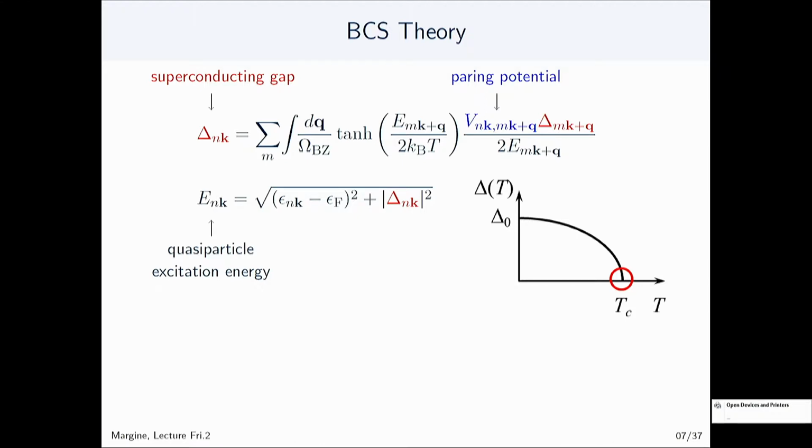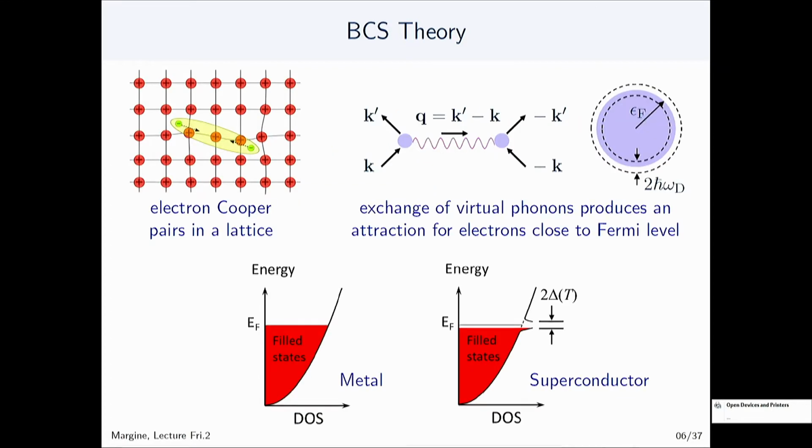This is the behavior of delta as a function of temperature, and what you can see is that at T equal to 0, the gap has a maximum, and at T equal to the critical temperature, the gap vanishes. Once your temperature goes beyond the critical temperature, you are in a normal state. So if you look at the previous picture, you end up again with a metallic system, so your band gap will close.